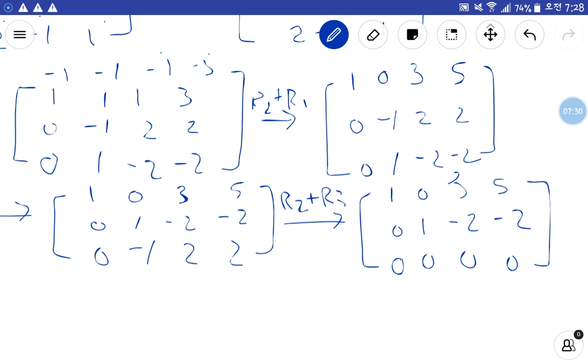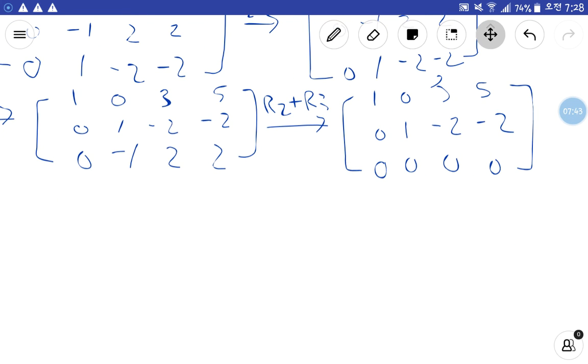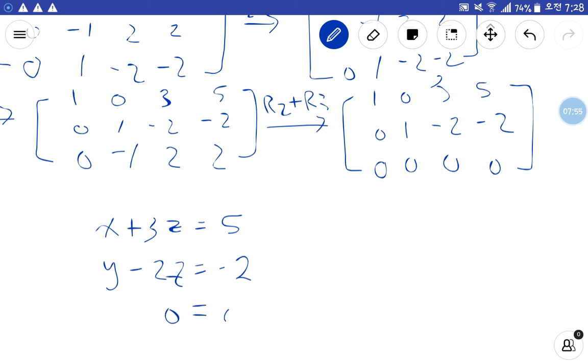So, you can check all the numbers on the figure 7.15. That shows the reduced row echelon form. I just got this, right? So I can rewrite that part as a system format. It would be x plus 3z equals 5. Y minus 2z equals negative 2, 0 equals 0.